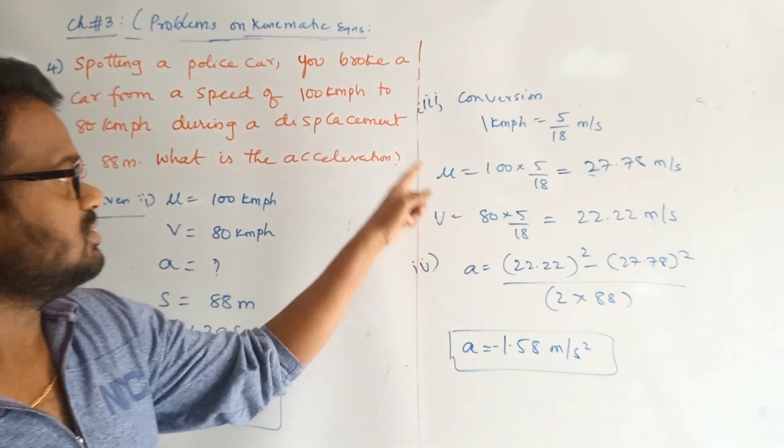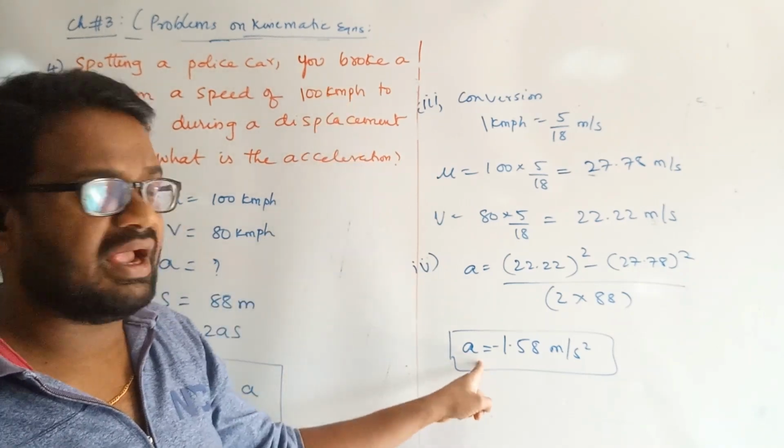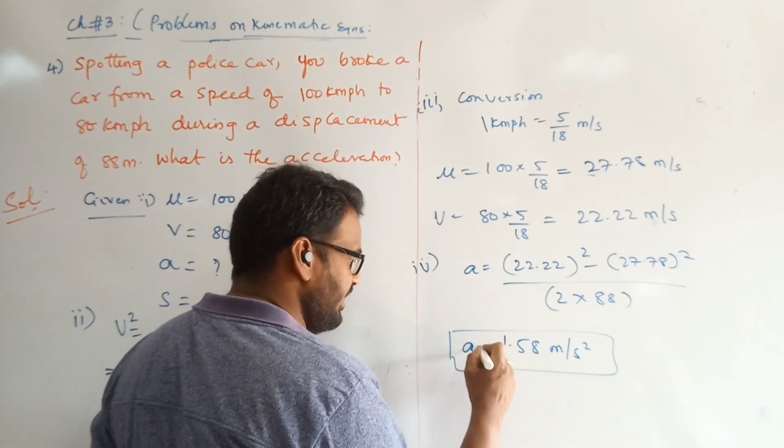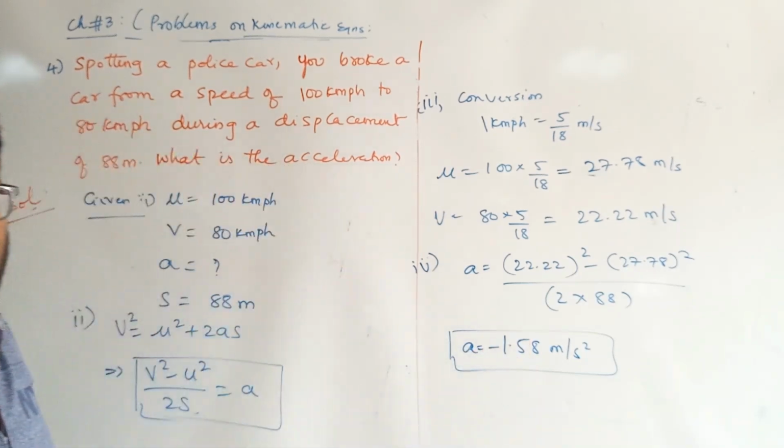Since the velocity of the body is decreasing, acceleration is in negative form, which is called deceleration or retardation. The body is getting a decrement of speed. It is slowing down. This is the way we solve kinematic equations.